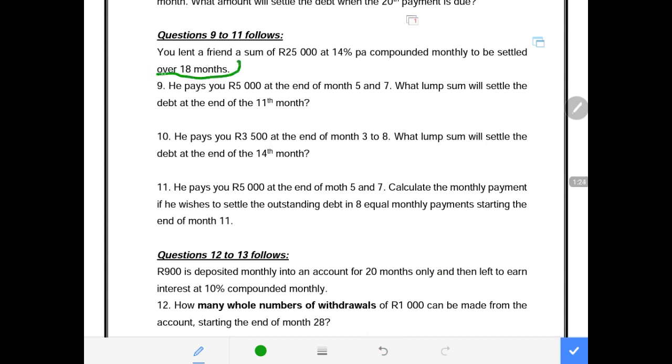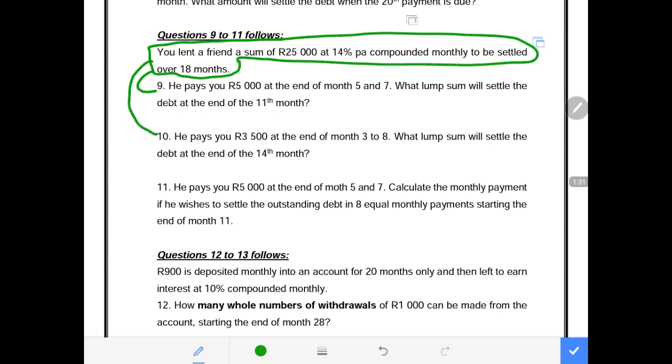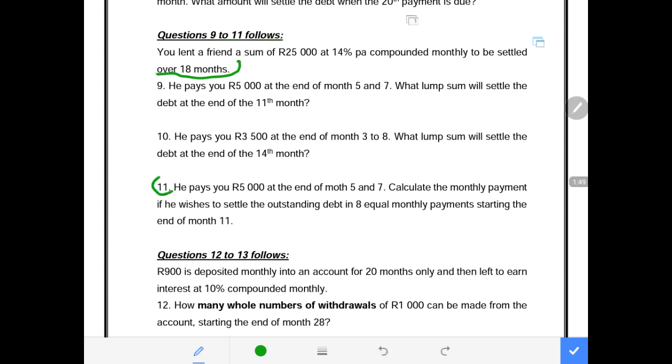And remember, this is an independent statement, and most, if not all, the questions will always be derived from that same statement. These questions are normally not connected to one another, but they are all based on the same statement or the same scenario, meaning when we deal with question 11, we base it on the foundation of the first information that was provided to us. And then it says in question number 9 that he pays you 5,000 at the end of month 5 and month 7. Then the question is, what lump sum will settle the debt at the end of month 11?